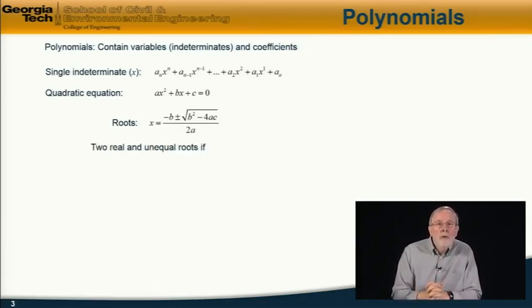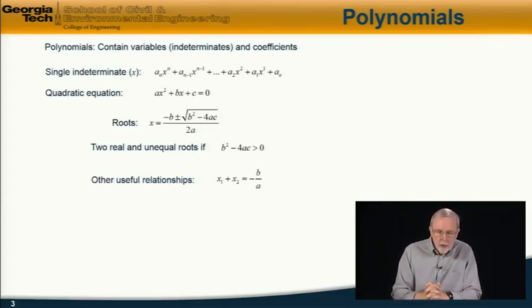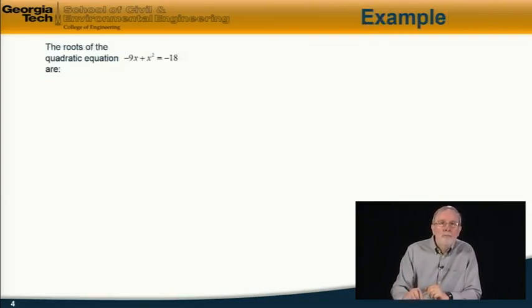And furthermore, there are two real and unequal roots if the quantity b squared minus 4ac is positive, in other words, greater than 0. And two other useful relationships that don't appear in the handbook are the sum of the roots, x1 plus x2, is equal to minus b over a, and the product of the roots, x1 times x2, is equal to c over a.